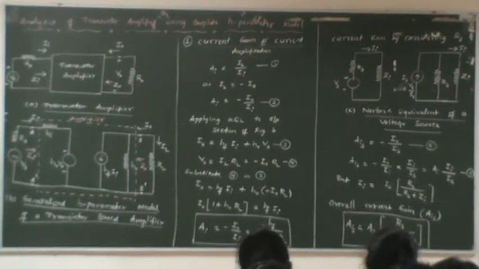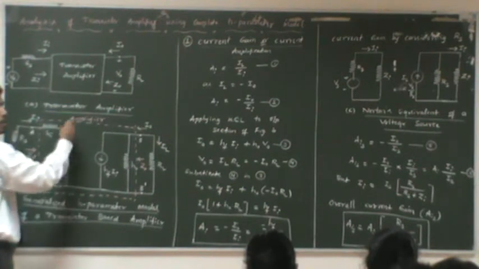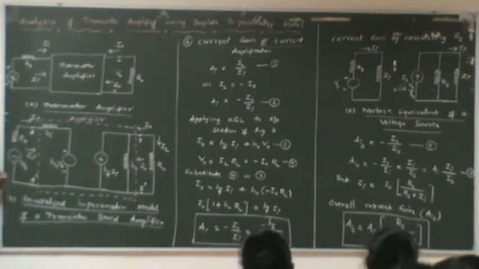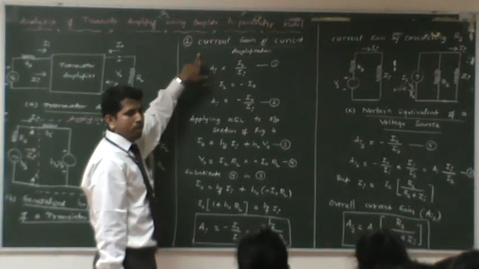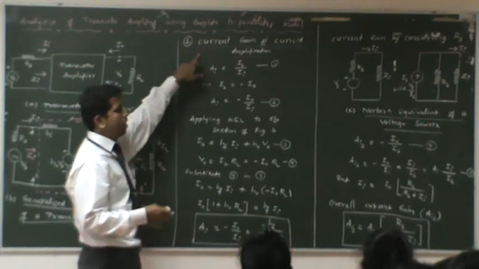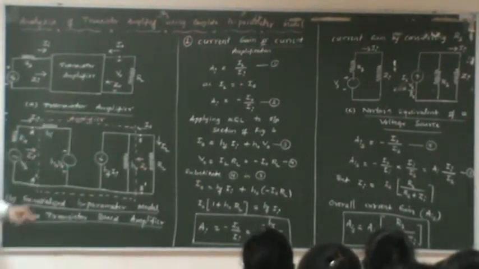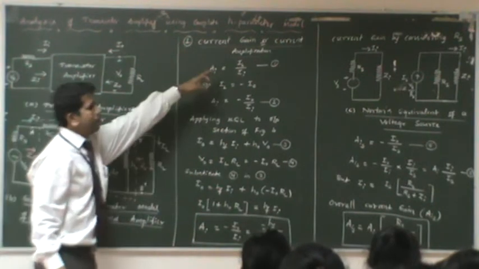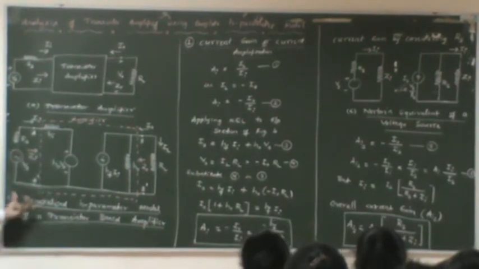Now we will apply the hybrid parameter model to this transistor amplifier to analyze it in more detail. Normally, from the examination point of view, we are asked for derivations such as current gain, input impedance, output impedance, and so many other parameters. Here you are seeing one derivation, which is current gain, also called the current amplification factor. Before we go to the derivations, let's look at this.